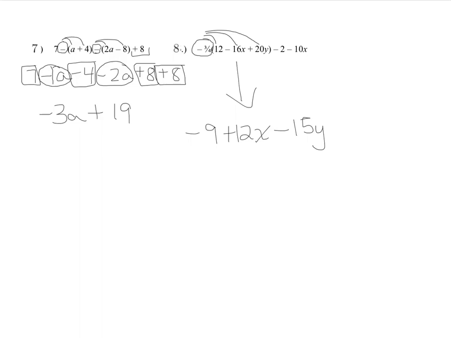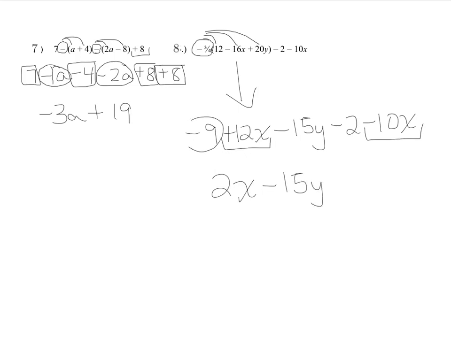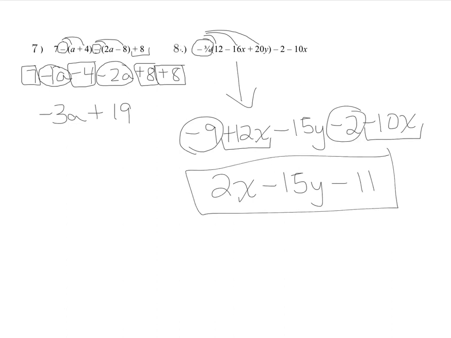And then bring down what's on the outside of the parentheses, the minus 2 minus 10x. And then combine your like terms. So if you look, 12x minus 10x is 2x, and you don't have any other y's, so bring down the negative 15y, and then combine your constants. Negative 9 minus 2 is negative 11, and your answer is correct, right there. If you continue on to the back, you should complete those problems for homework.